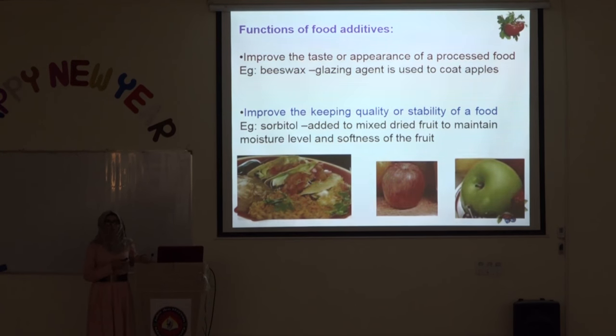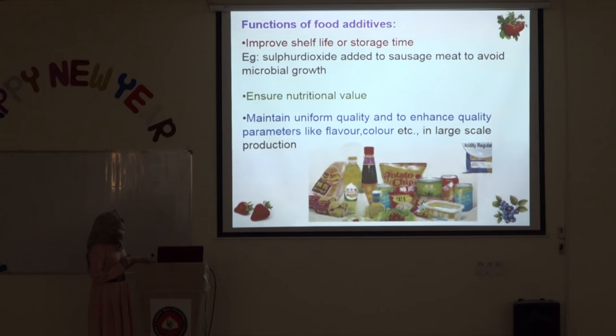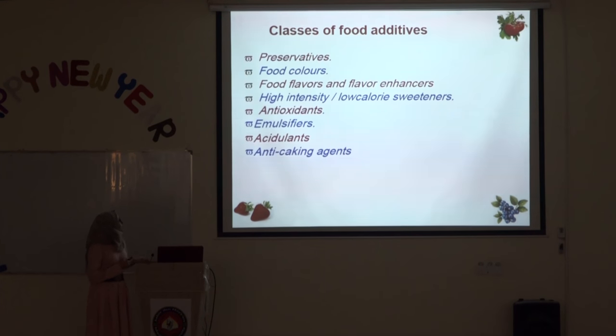Function of food additive. Improve the appearance or process or taste of processed food, like beeswax. Beeswax is a glazing agent used for cold items. Improve the keeping quality or stability of food, like sorbitol. Sorbitol is added to dried food to maintain the level of moisture and the softness of the food. Improve the shelf life or storage time, like sulfur dioxide. Sulfur dioxide is added to sausage to avoid the growth of bacteria or microbes. Ensure nutritional value, to preserve the nutritional value.